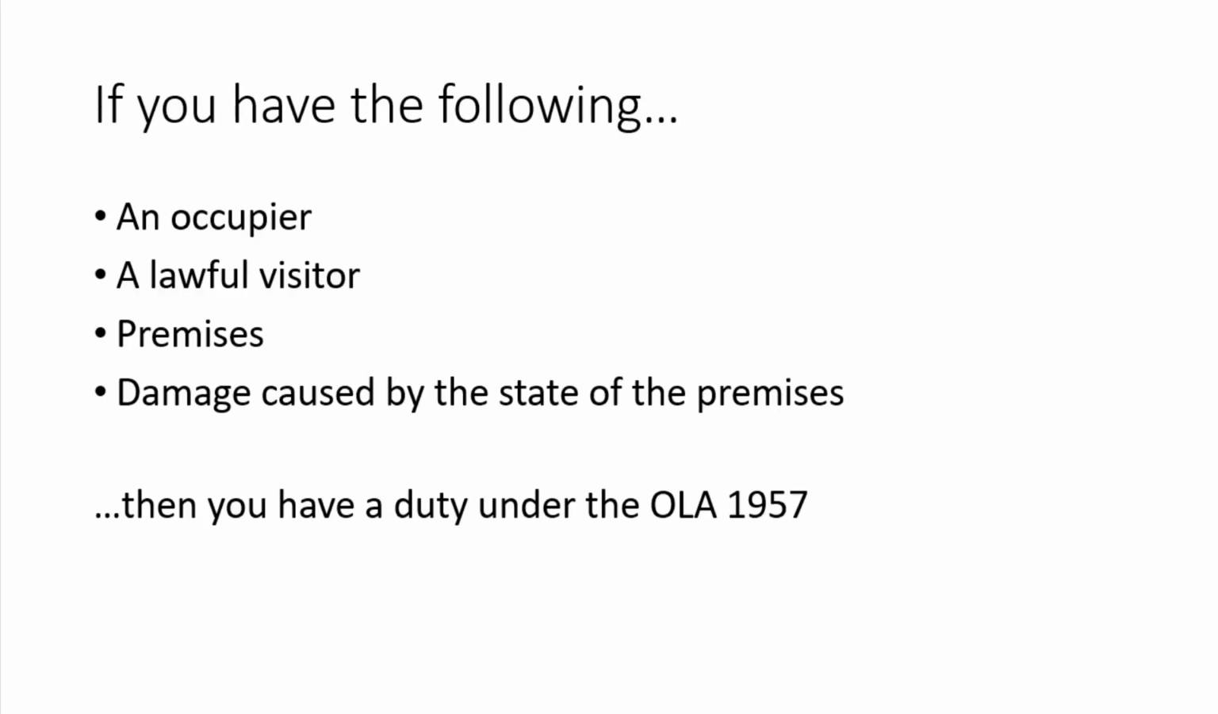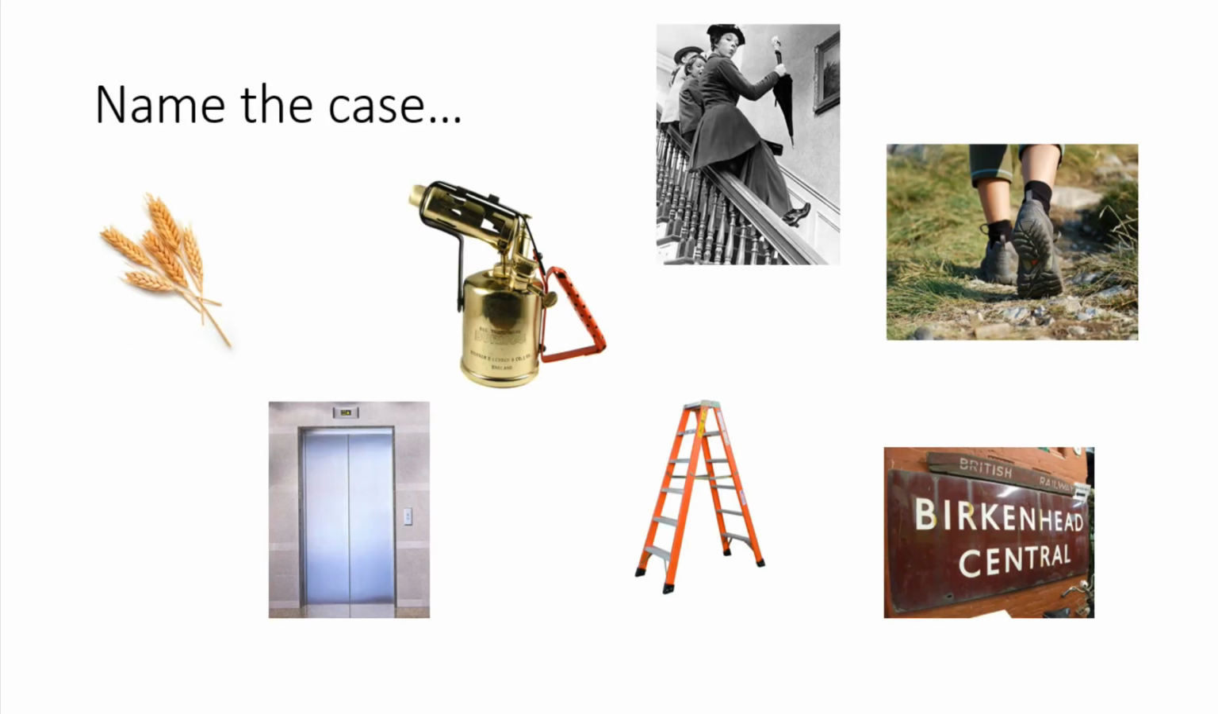So, to summarise, if you have an occupier, a lawful visitor, premises and damage caused by the state of the premises, then you are going to have a duty owed under the Occupiers Liability Act 1957. And so this is how you will start every answer on the Act. Here are the cases that we've talked about so far. See if you can identify them and remember the first 4 stages.